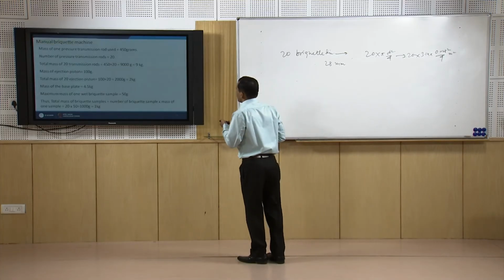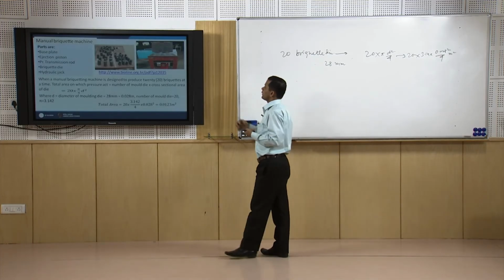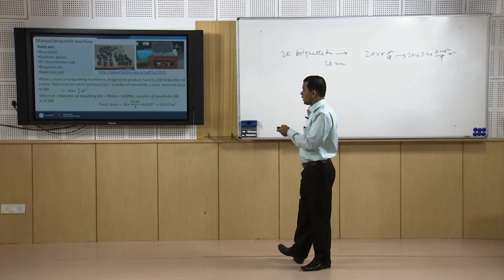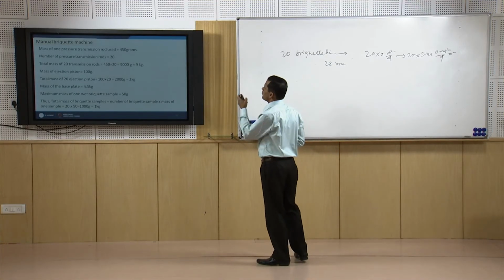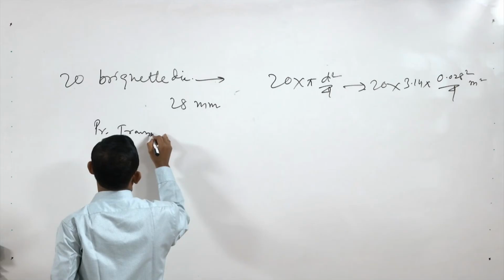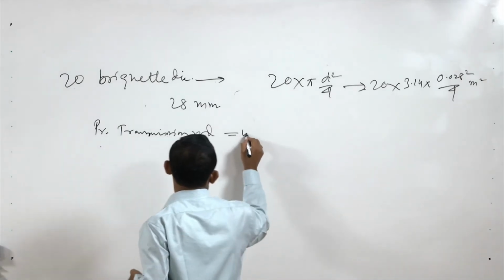Now, let us see what will be the weight that has to be lifted by this hydraulic jack. To calculate this, we need to know the weight of the base plate, the ejection pistons, each pressure transmission rod, and the briquette dies, and how much material is put inside them. So, here it is given: mass of one pressure transmission rod is equal to 450 gram.